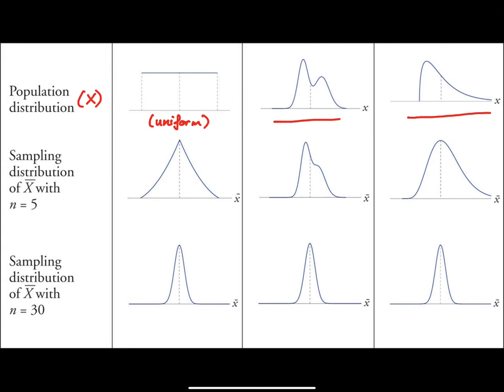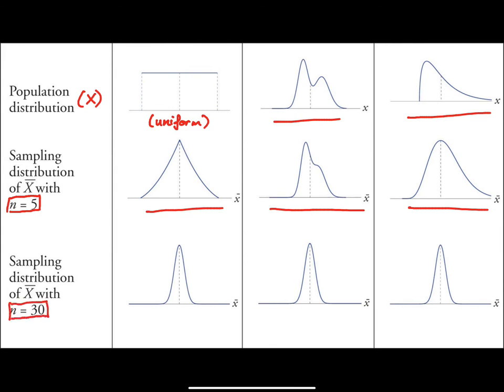Now on the second row, we have sampling distributions of sample means of size 5. Again, this means that for each of these cases, we calculate the averages of all samples of size 5 and plot the distribution of those numbers. Notice how there's not a pattern when it comes to the distribution of sample means of size 5, right? They're completely different distributions. On the third row, we have sampling distributions of sample means of size 30.